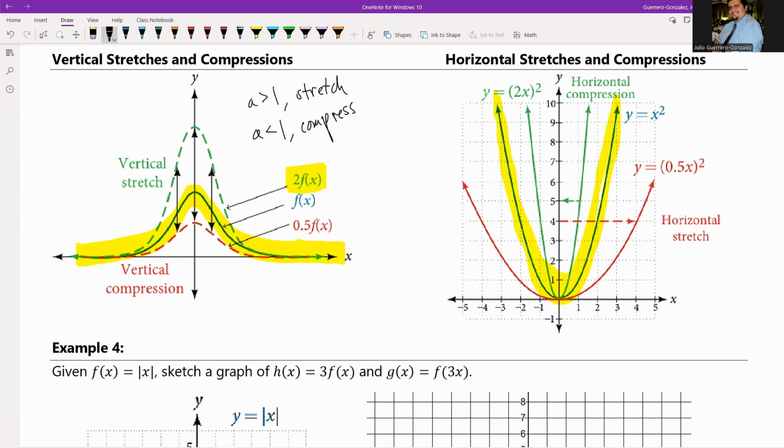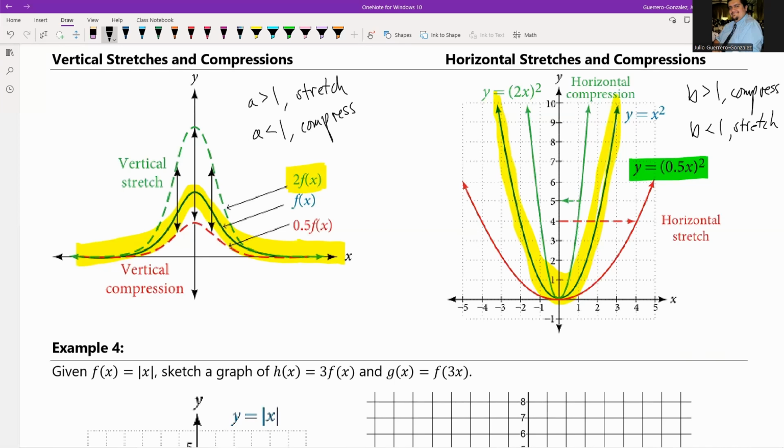It's kind of reversed for the horizontal stretch. Notice this one, the 2 is inside with the x. That squished it this way. We call this the horizontal compression. And then that one's 0.5 x squared. That is the horizontal stretch. So for this one, if b is bigger than 1, this b is bigger than 1, we compress. And when b is less than 1, we have a stretch.